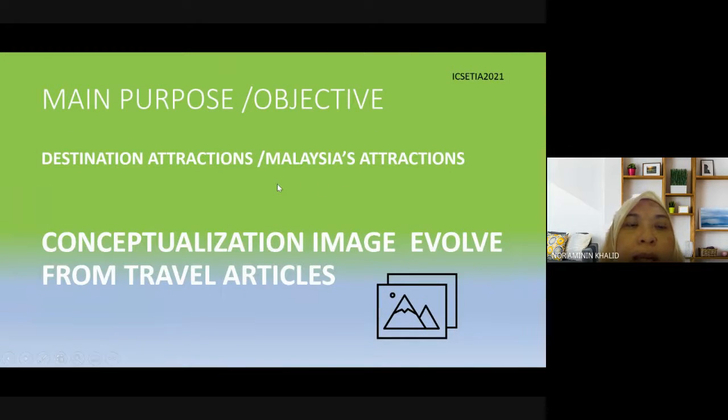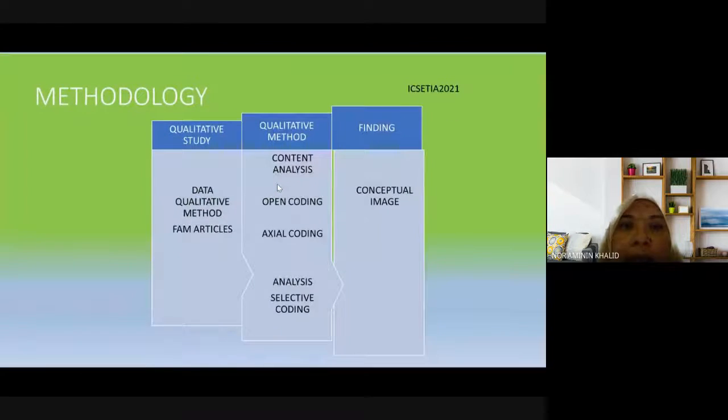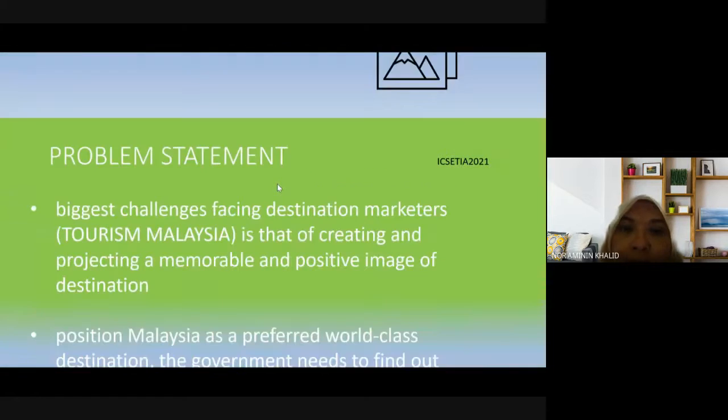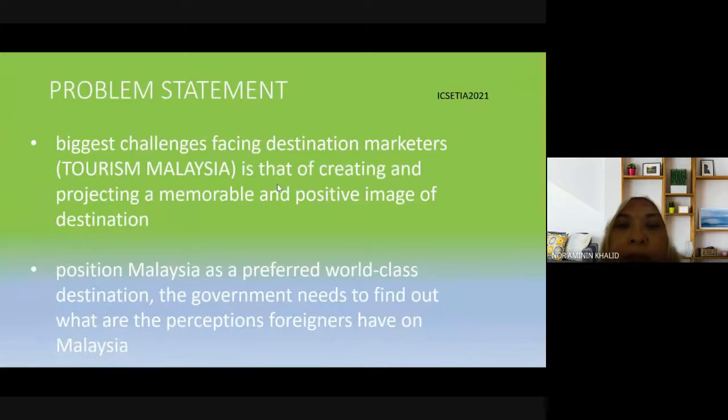The main purpose of the study is to identify what are the destination attraction of Malaysia. Okay, and next is to find out what are the dimension that could be used to conceptualize image that evolve from the travel articles. Now the biggest challenges facing destination marketers, especially Tourism Malaysia, is that of creating and projecting a memorable and positive image of destination. And another one is to position Malaysia as a preferred world-class destination. So the government, with the help of the Tourism Nation, needs to find out what are the perception foreigners have on Malaysia.